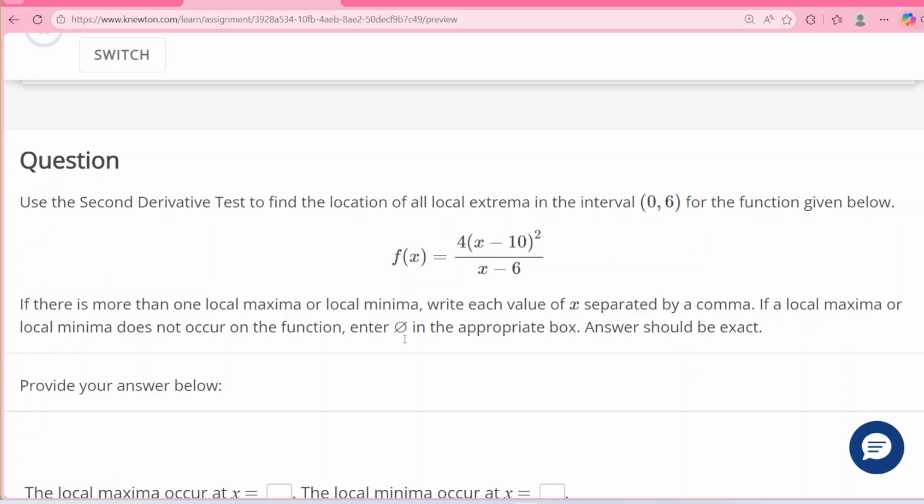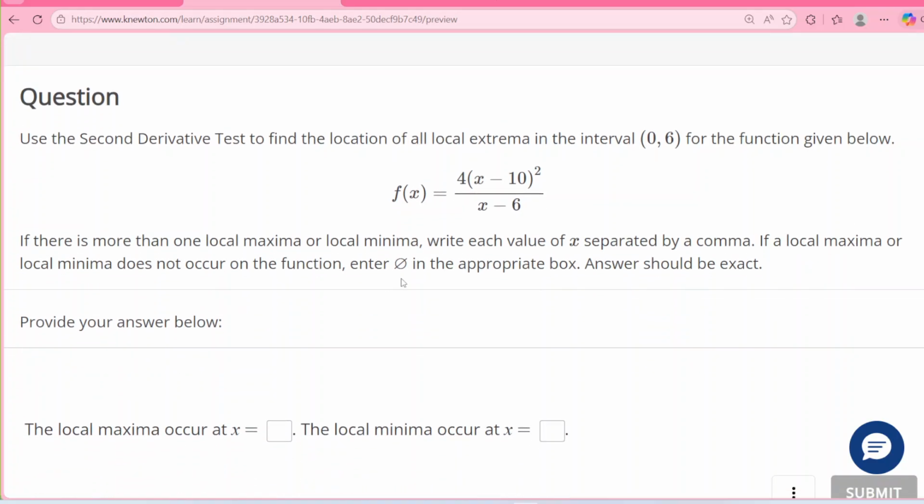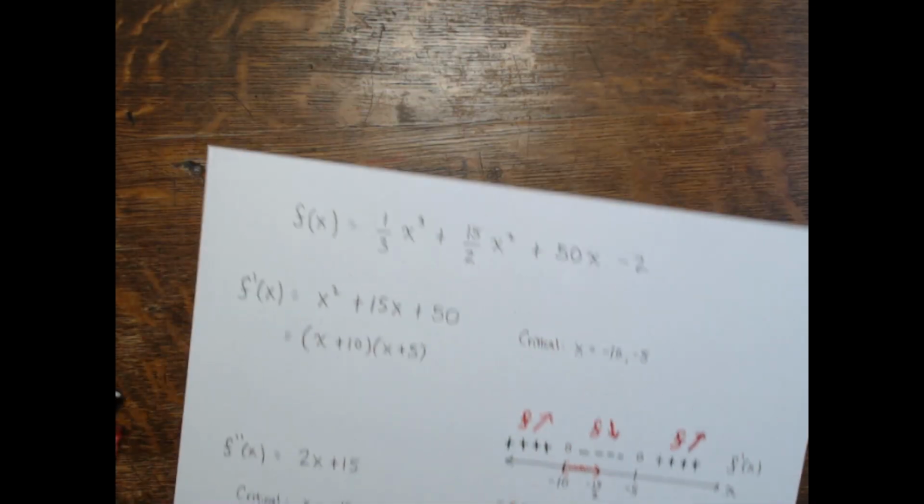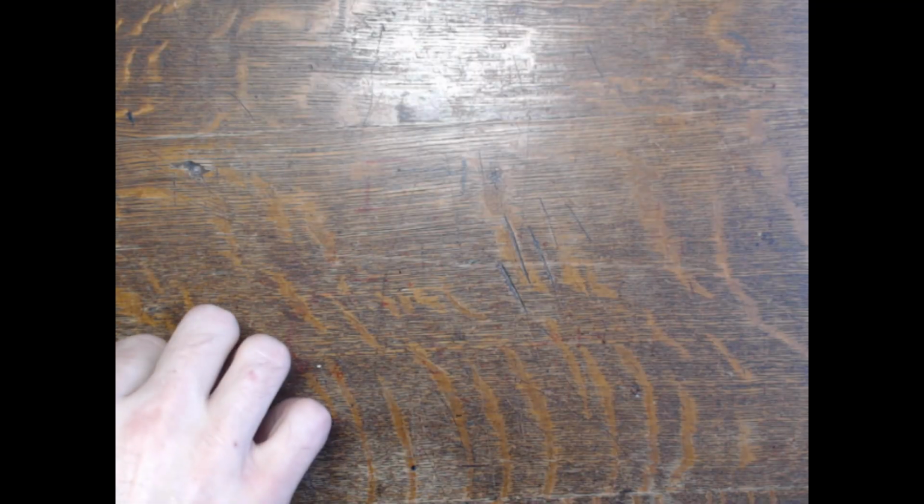And if it doesn't have any, if it doesn't have a local max or a local min, you're going to enter that empty set symbol. And the answer should be exact, meaning don't punch them into a calculator and round. Leave them the way they are, the way you find them. All right, so I'm given this rational function here.